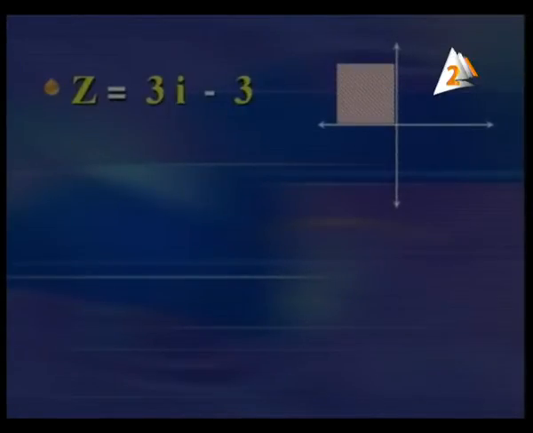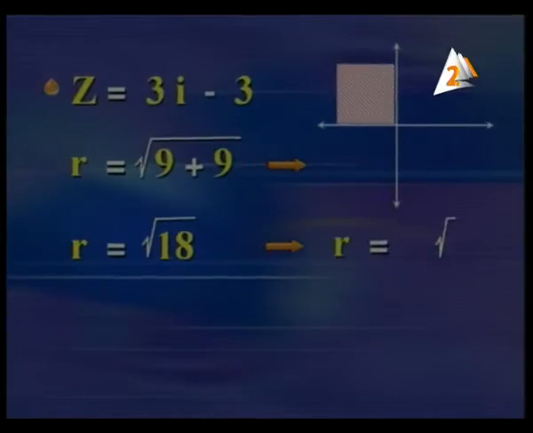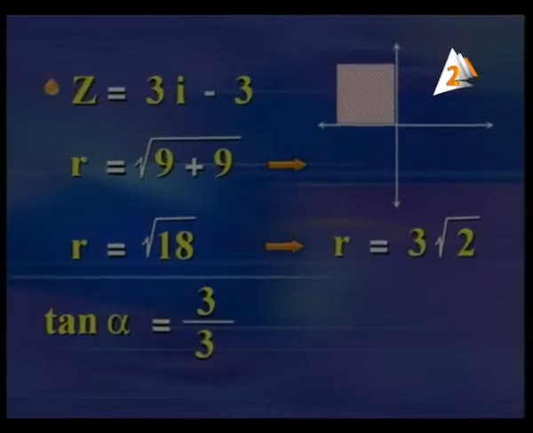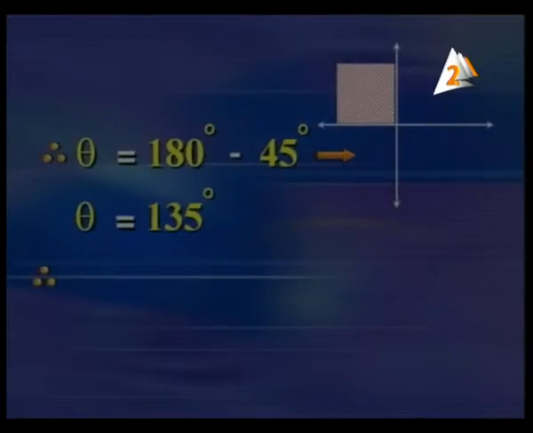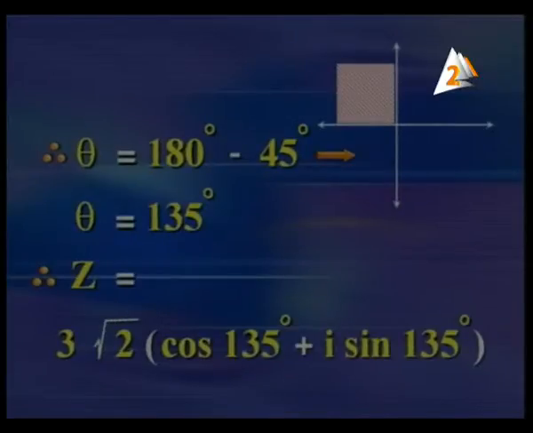Number 3. If we have the complex number z equals 3i minus 3, first we find r: the square root of x power 2 plus y power 2, square root 18. What do you mean, square root 18? Yes, r equals 3 root 2. What is alpha? Tan alpha equals 3 over 3 equals 1. Look, what is the angle whose tan equals 1? Good, it is 45. Therefore, alpha equals 45. What is theta? 180 minus 45. Therefore, theta equals 135. Therefore, z equals 3 root 2, which is r, multiplied by the bracket containing cosine 135 plus i sine 135.